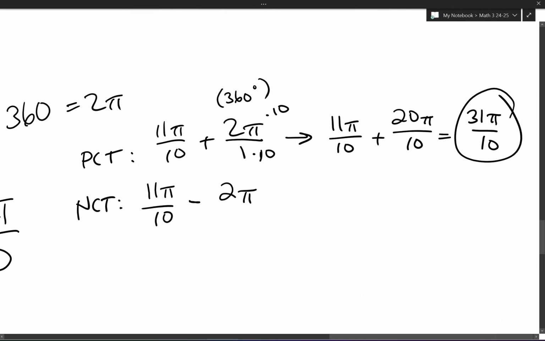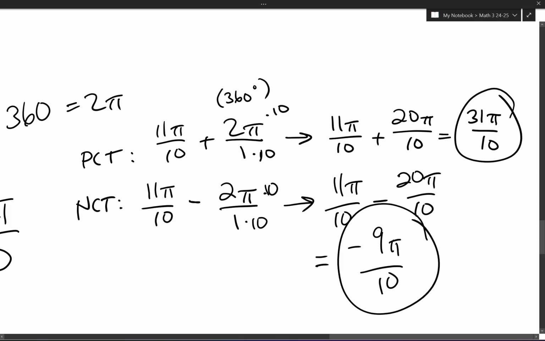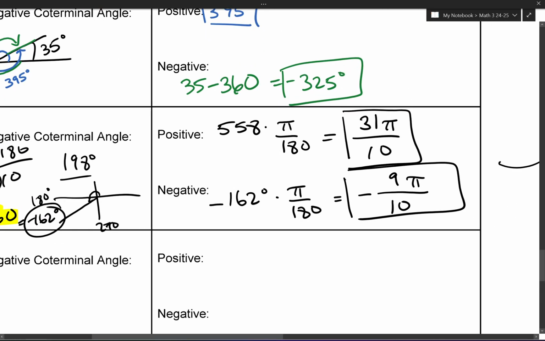So I'm going to subtract 2 pi. My denominator is 1 right now, but I need it to be 10, so I multiply by 10. I get 11 pi over 10 minus 20 pi over 10. And I get 11 minus 20 is negative 9 pi over 10 radians, which is what we got when we did it in degrees.